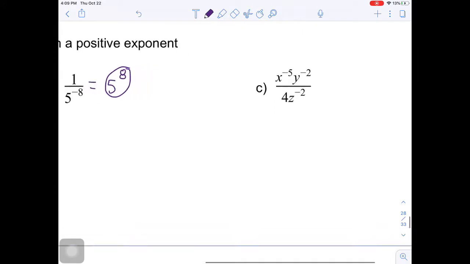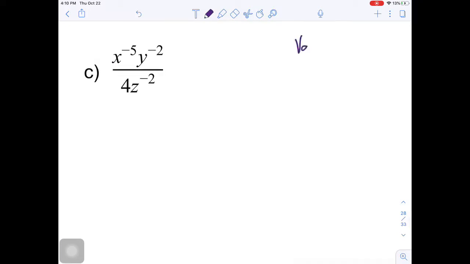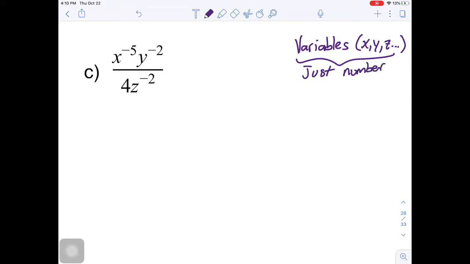Okay, so we're going to really ramp it up. We're going to start introducing variables. It's really important to remember variables, so things like x, y, z, and so on, are literally just numbers we don't know yet. With numbers that we don't know yet, they still apply the same rules. We just represent them as x, y, and z.